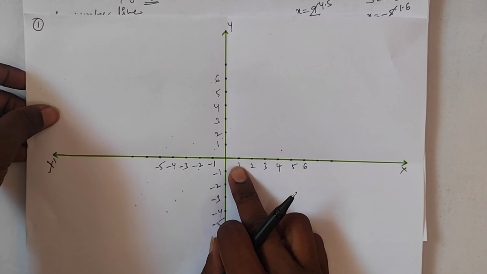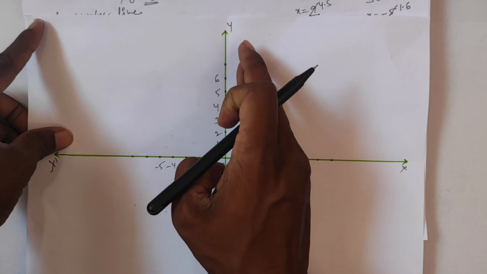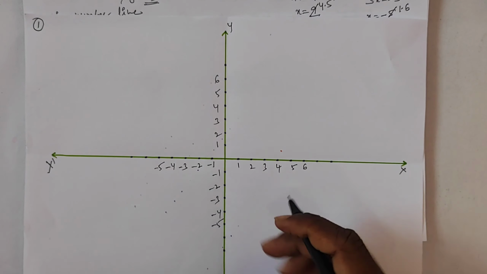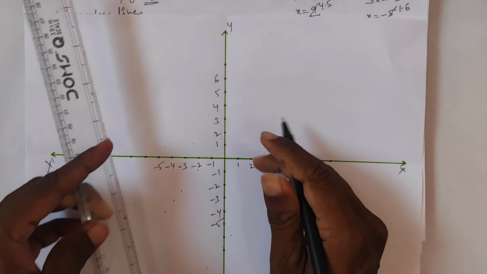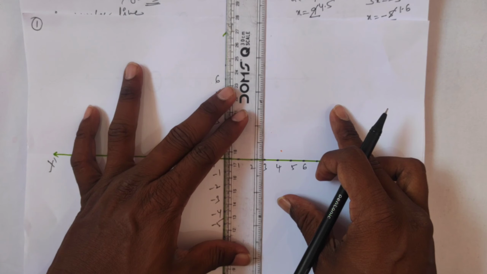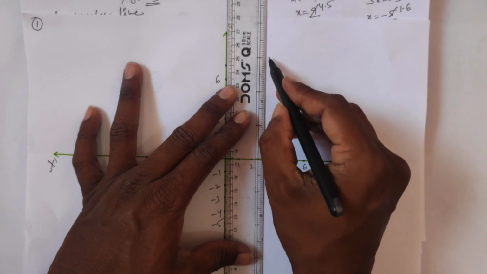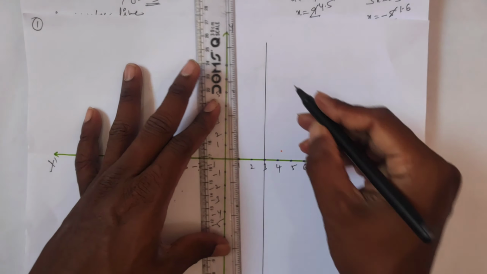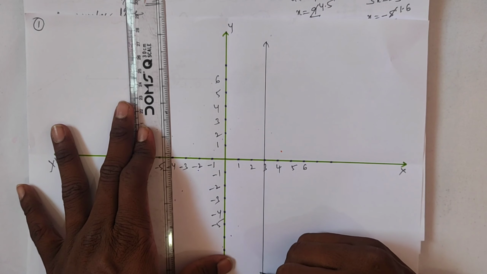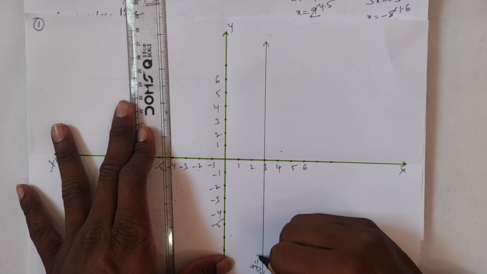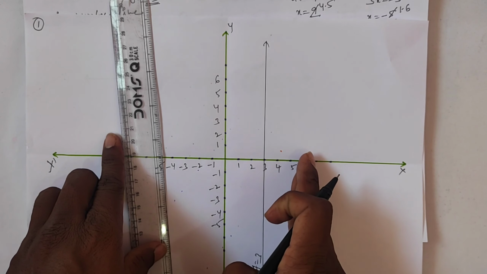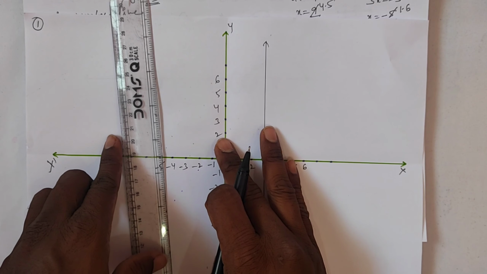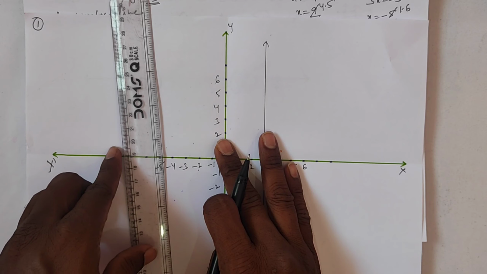So first one, x equals 3. X equals 3 is the line parallel to the y axis. So x equals 3, here, which is parallel to the y axis. Clear everyone? It is on the right side from the origin and it is parallel to the y axis.